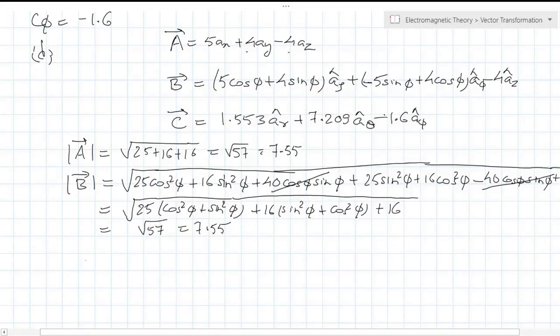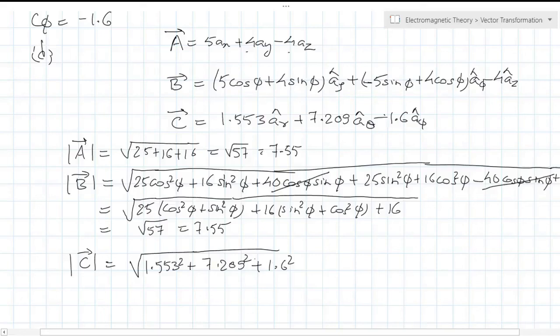So the last part is the magnitude of C. See, the first two answers are very satisfying, that both are exactly similar, 7.55. So we hope that the last one also is similar, because we have to prove that the magnitude of all the three vectors will be same. So we have to find out the square of 1.553, then the square of 7.209 and the square of 1.6, or minus 1.6 is one and the same thing. So I have already found out the answer for you, and it is fortunately 7.55.